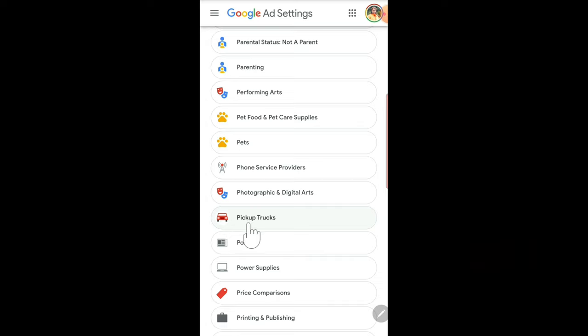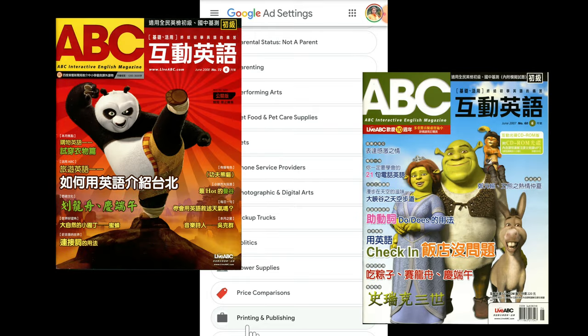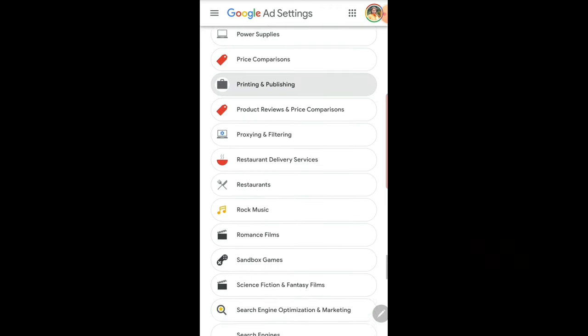Pickup trucks, no. I have no interest in pickup trucks at all, so I don't know why that would be listed as an interest of mine. Politics, I guess I'm interested in politics only as a source of entertainment. The circus of politics. Power supplies, again, anything to do with technology. Price comparisons, sure. Printing and publishing, yes. I've had a career in editing and writing for publications. So that category makes some sense.